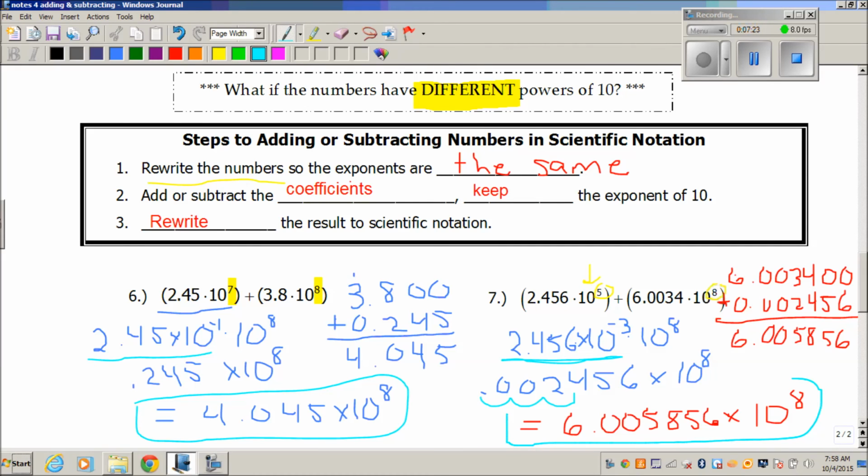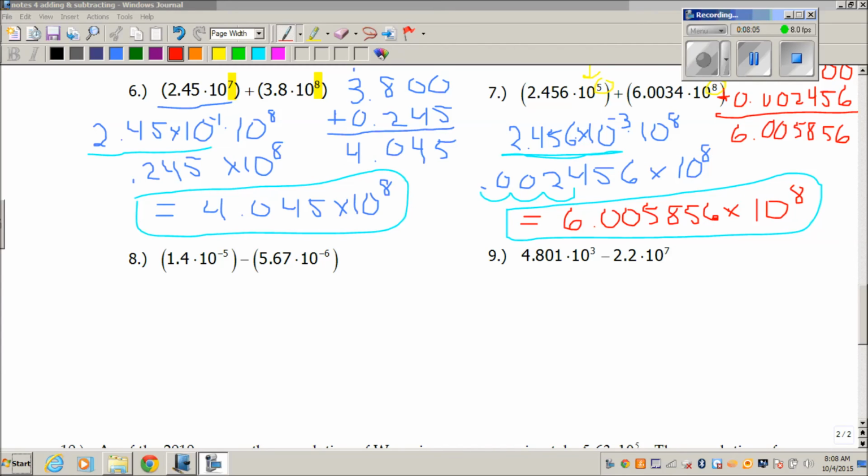So the difference between what we did before and what we're doing now is that we have to rewrite one of the numbers so that they both have the same power of 10. Then you add the coefficients and keep the same power of 10. Okay, now that we've tried 6 and 7, I'd like you to try 8 and 9 on your own.